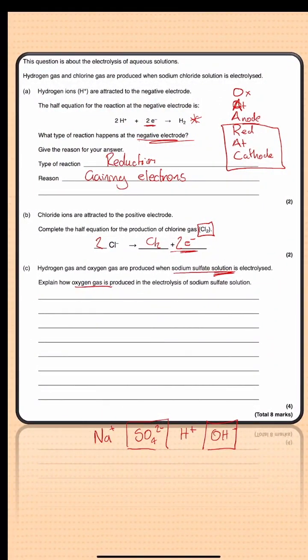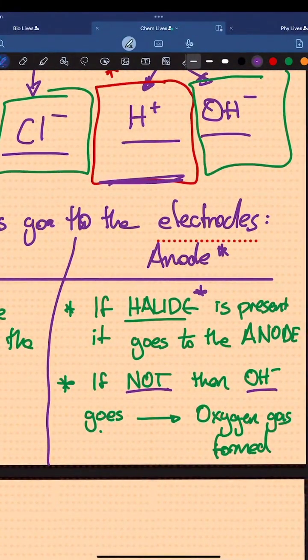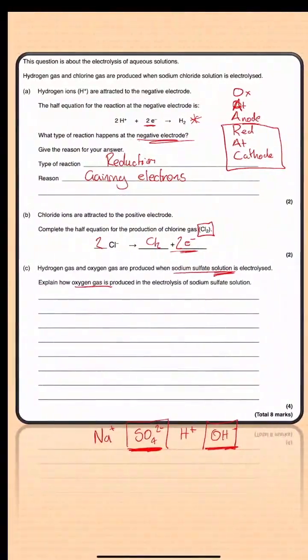Is a halide present here? We've got SO4 minus, OH minus here. Are there any halide ions present here? Halide means group 7, so it would be fluorine, chlorine, bromine, iodine. There are no halide ions. So according to this, OH minus is going to go and oxygen is going to be formed. So we need to basically explain this for 4 marks.